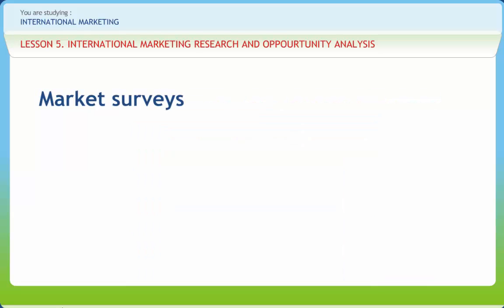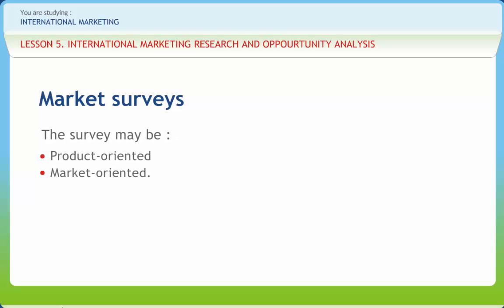A market survey is a fact-finding mission conducted for the purpose of obtaining all relevant information about the market. The survey may be product-oriented and market-oriented. The aim of a product-oriented survey is to identify market for the exporter's existing product or product range, and main objectives of market-oriented survey are to identify the products that may be sold in a particular overseas market.